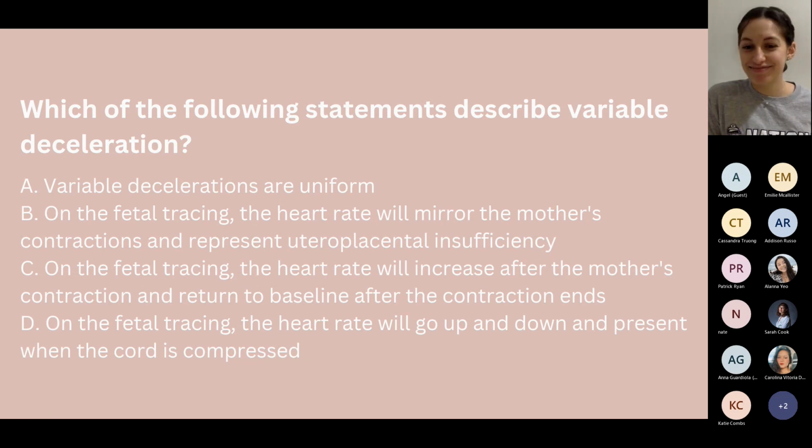Yeah, perfect. Perfect. The answer is D. So remember, variable decelerations is cord compression. That is your VEAL CHOP. That's where that comes from.